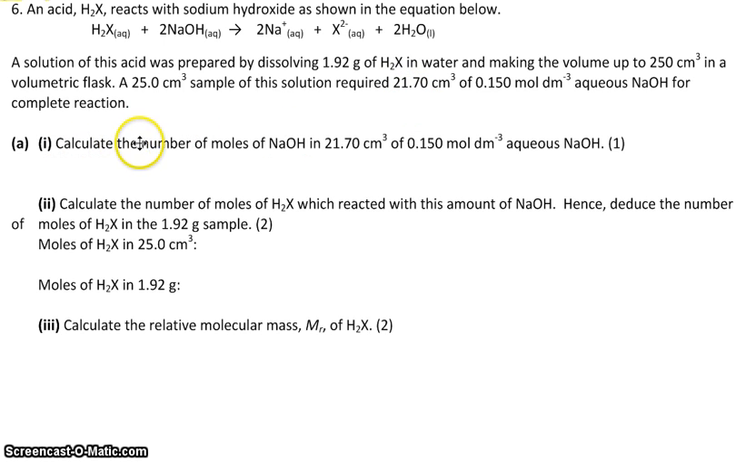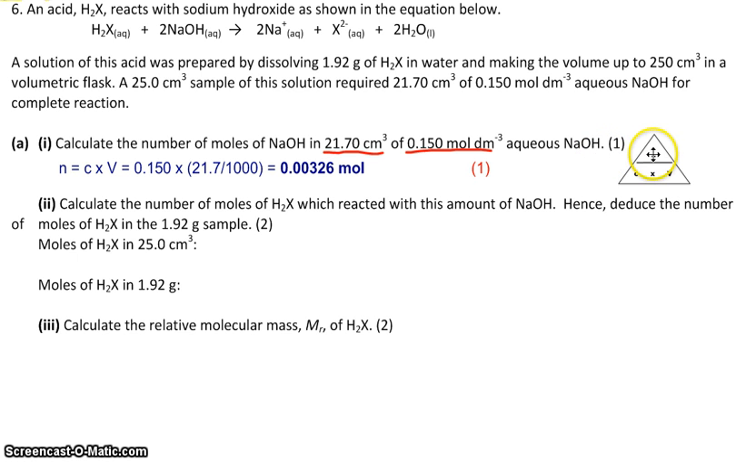The first thing it says to do here is calculate the number of moles of sodium hydroxide in this volume and concentration. So this is again using this relationship here. Number of moles is concentration times volume, remembering to convert your volume into cubic decimeters by dividing by 1,000. You do that, you get 0.00326 moles.